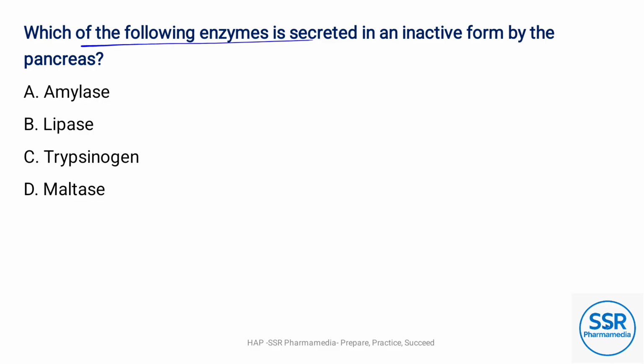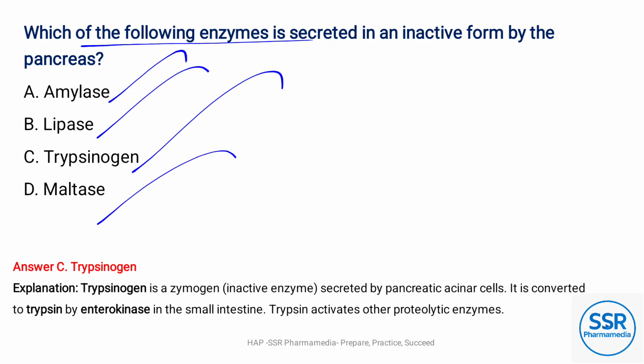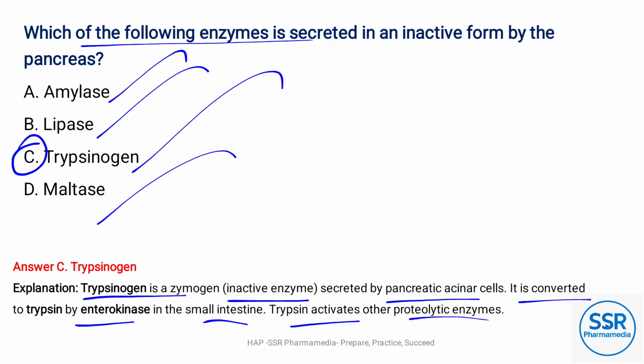Which of the following enzymes is secreted in an inactive form by the pancreas? Option A, amylase. Option B, lipase. Option C, trypsinogen. Option D, maltase. So the answer is option C, trypsinogen. Trypsinogen is a zymogen, an inactive enzyme secreted by pancreatic acinar cells. Later it is converted to trypsin by enterokinase in the small intestine. The trypsin then activates other proteolytic enzymes.